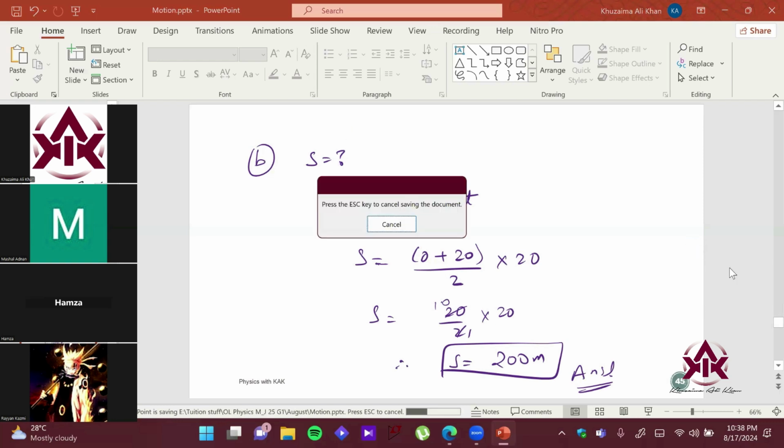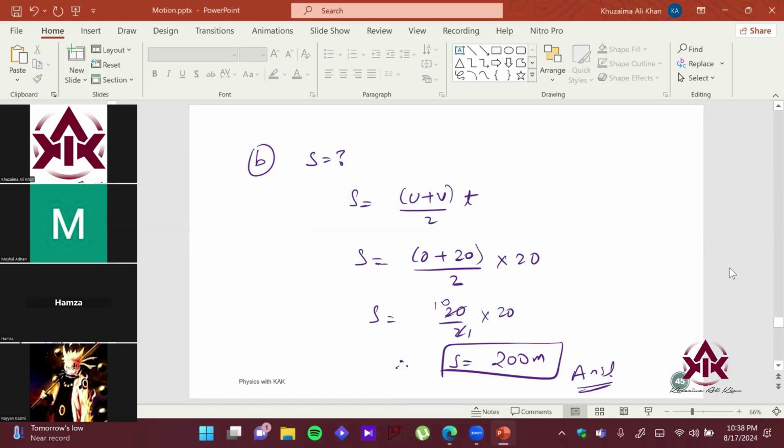Okay, so any questions till this particular point? If not, raise your thumbs. Give me a thumbs up. OK, it's not clear to Hamza. It's clear to Ryan, it's clear to Mashal. What about Hamza? Hamza, is it clear? No. Should I explain something over here?